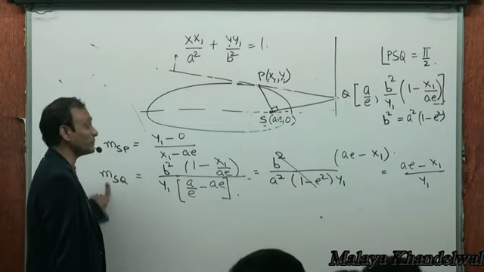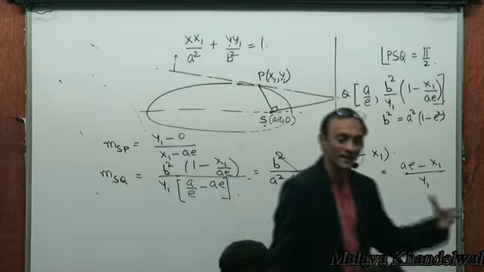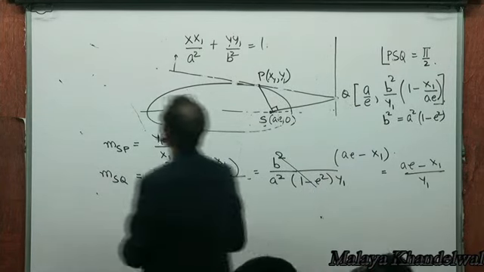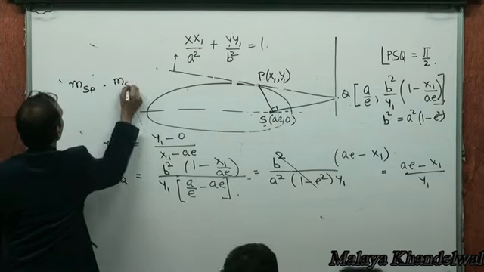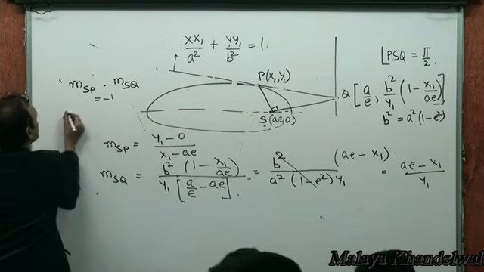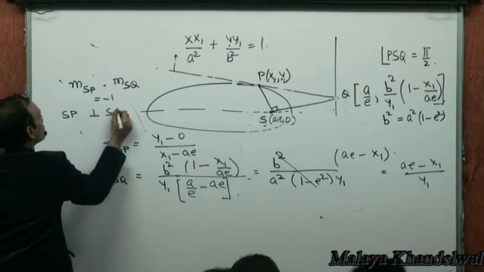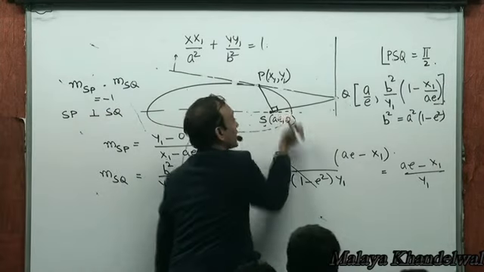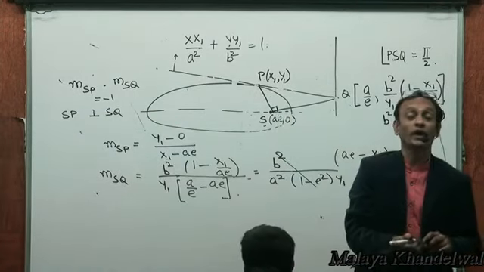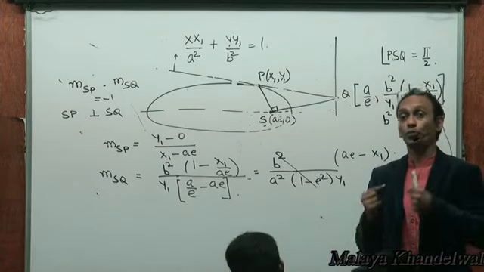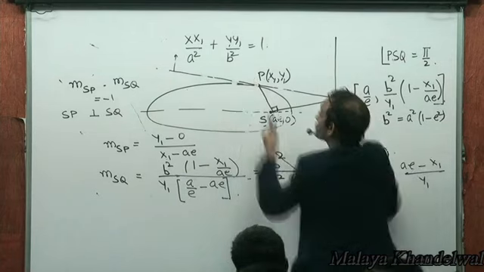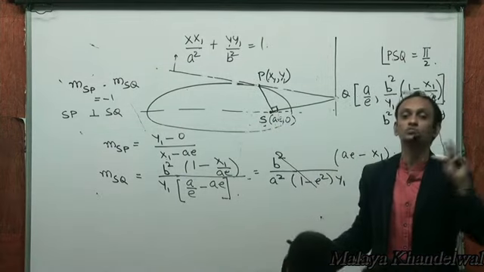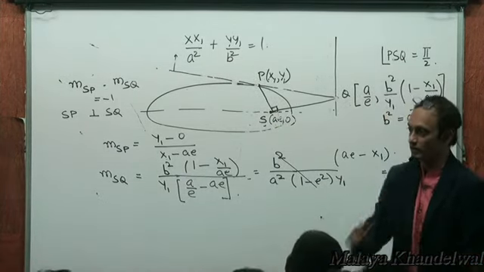Very clearly, if you multiply these two, this with this, you get minus 1, yes or no? So slope of SP into slope of SQ is minus 1. So SP must be perpendicular to SQ. So this must be 90 degrees. An extremely potent property: the portion of the tangent lying between the point of tangency and the directrix will subtend a right angle at the corresponding focus.